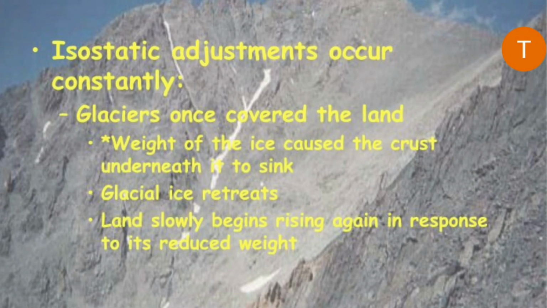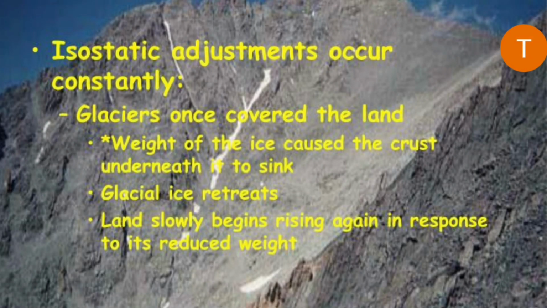Going back to the example of glaciers, we say if glaciers once covered the land, the weight of the ice caused the crust underneath it to sink, and the glacier ice will retreat. The land will then slowly begin to rise again in response to its reduced weight. Hence, we will have isostatic adjustment occurring.